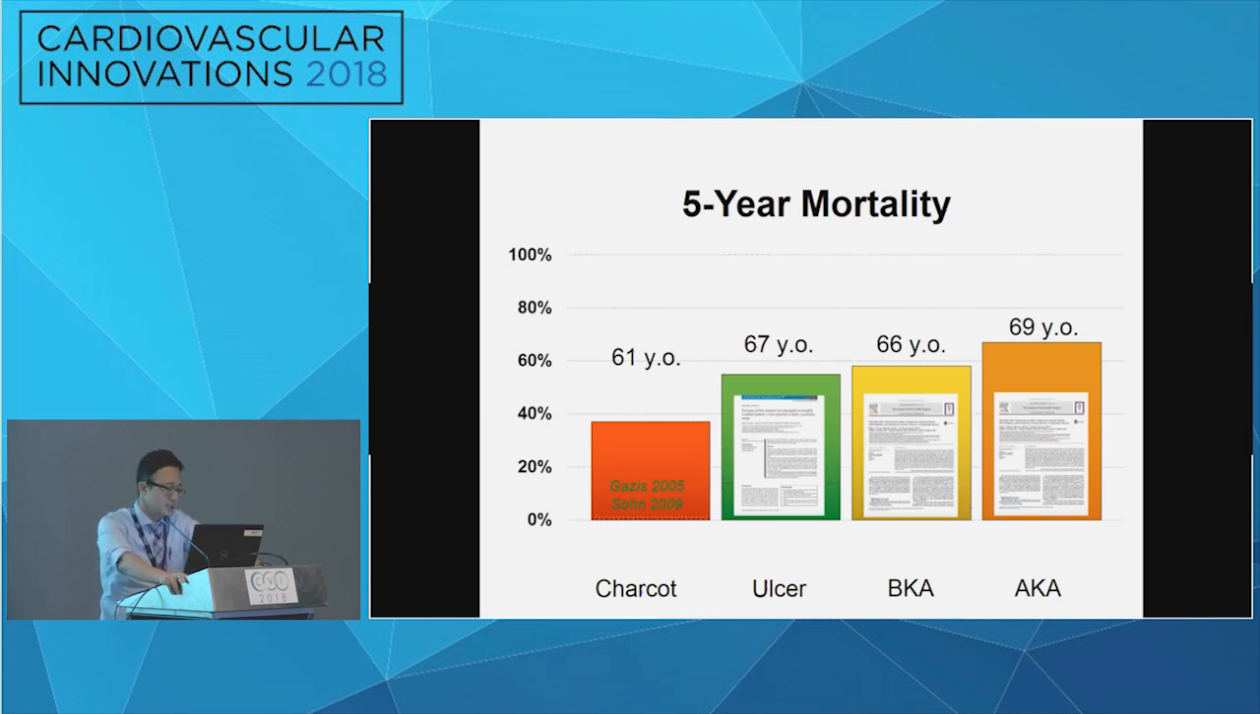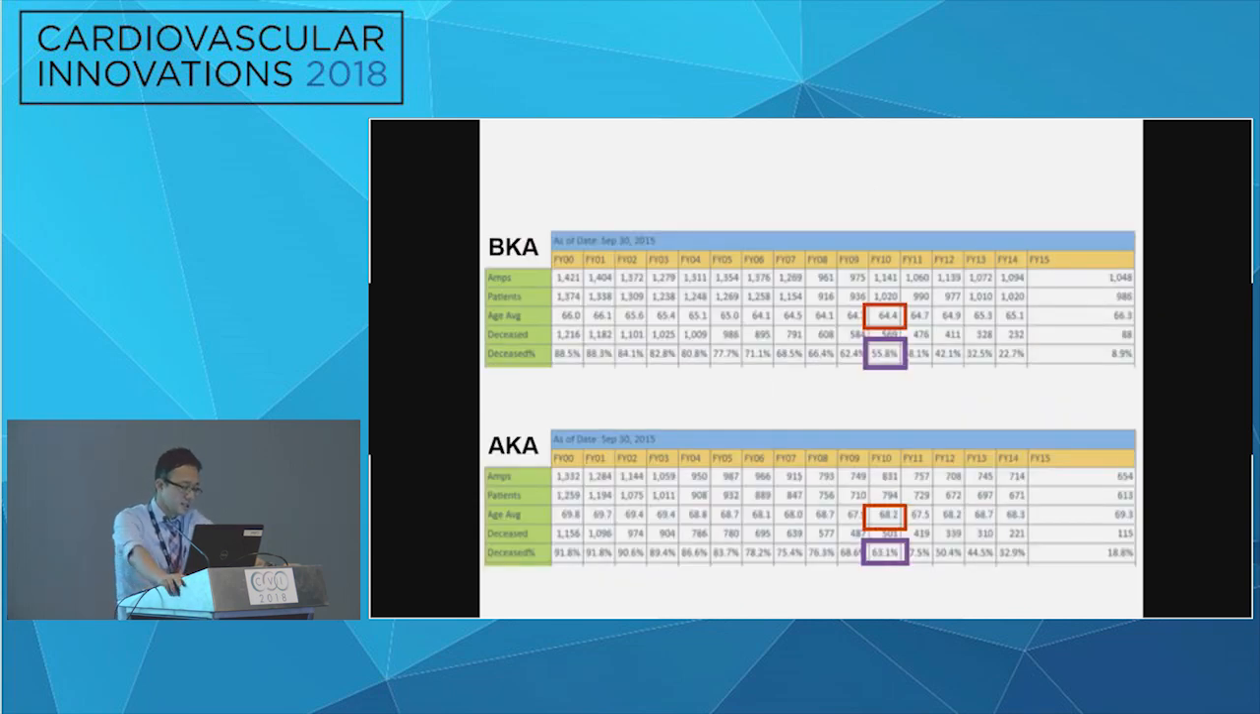The average age in these cohorts is significantly different between those 4 groups. So if you had an AK, our cohort was 69 years old, as opposed to those people who had an ulcer, 67, and BK, 66, so 3 or 4 years behind AK. So of course the 5-year mortality is going to be much worse than the AK. They're 3-4 years closer to death to begin with than the BK or ulcer patients. And the Charcot cohort from these studies, the average age was 61, so they tend to live longer just naturally because of the age.